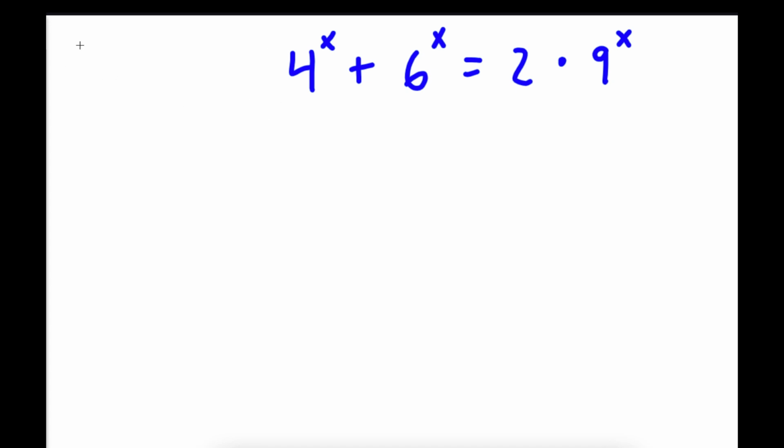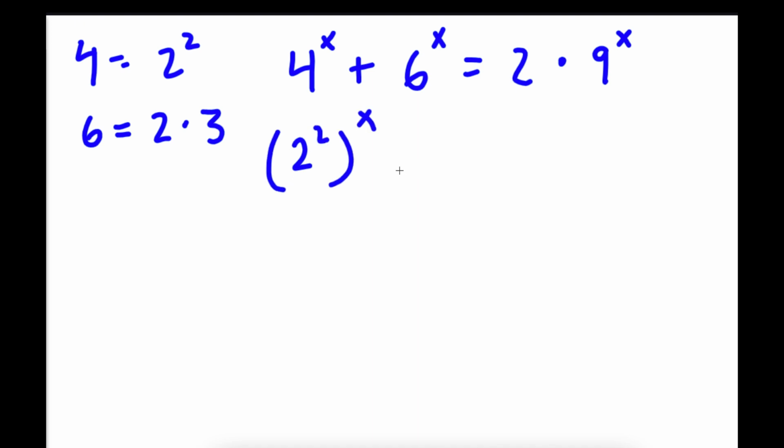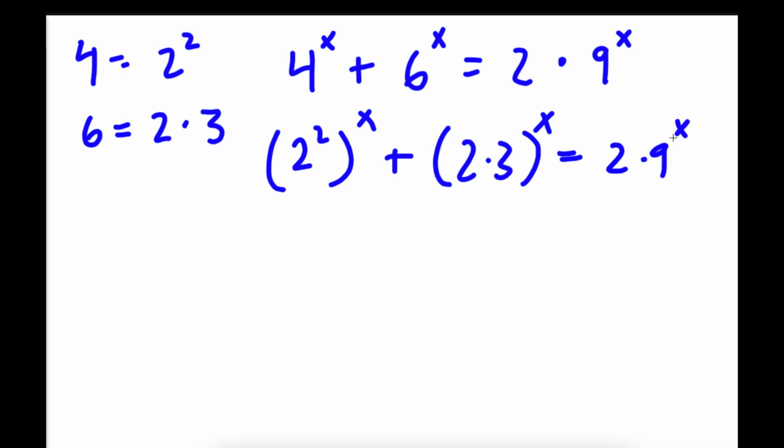Now 4 is equal to 2 squared, and 6 is equal to 2 times 3. So now I'm going to substitute these values for 4 and 6 into our equation here. So now I have 2 squared to the power of x plus 2 times 3 to the power of x is equal to 2 times 9 to the power of x.